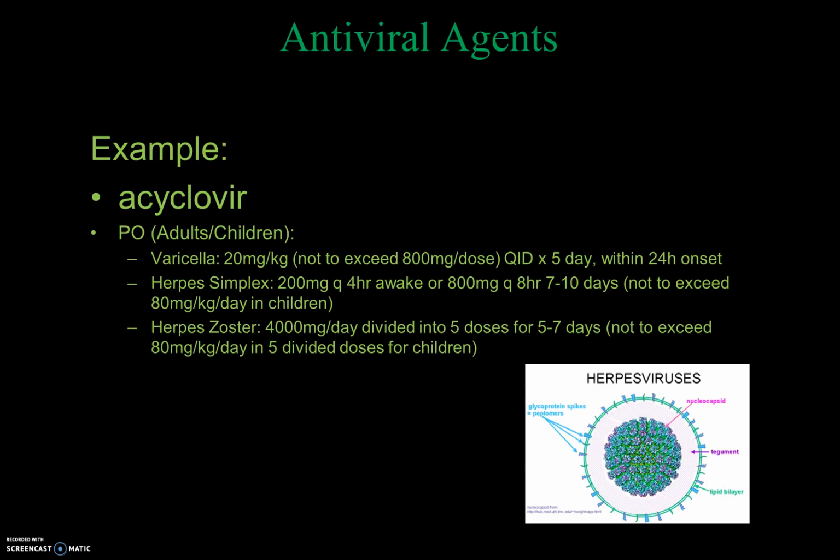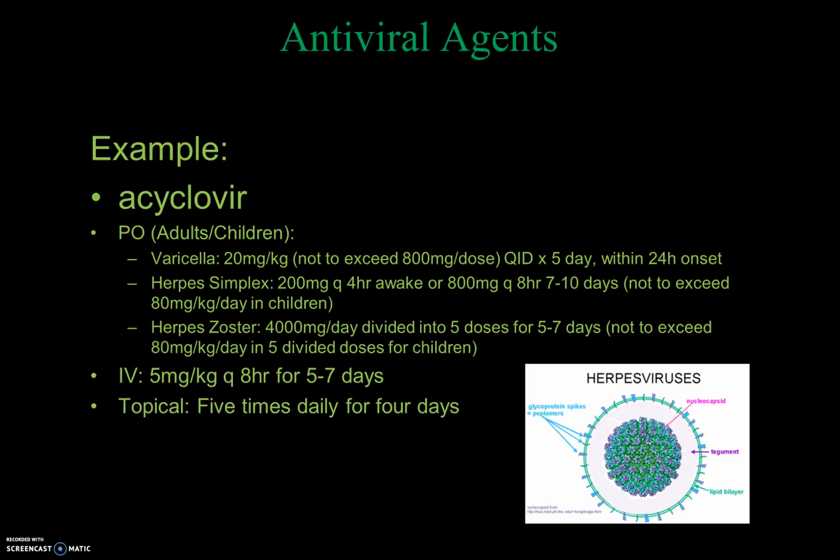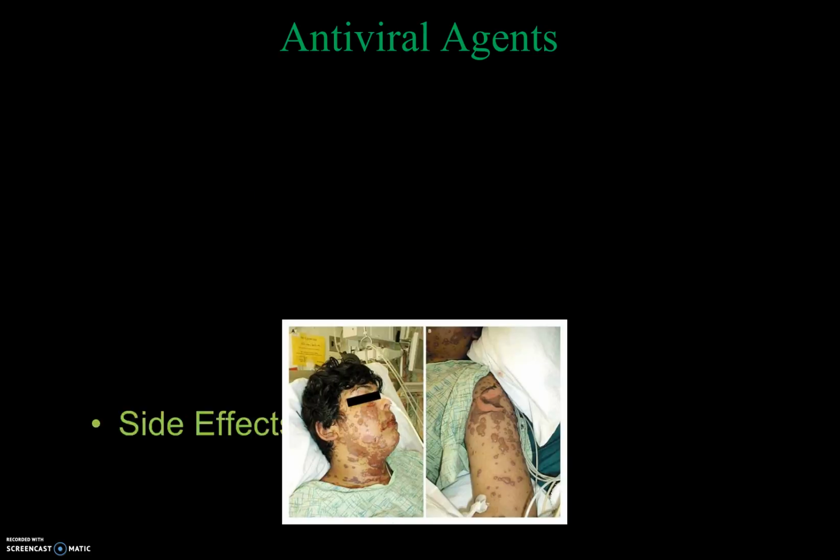Herpes zoster, also known as shingles, the dosing is 4,000 milligrams per day divided into 5 doses for 5 to 7 days, not to exceed 80 milligrams per kilogram per day, and divided into 5 doses for children. It can also be given intravenously in specific circumstances at a dosing of 5 milligrams per kilogram every 8 hours for 5 to 7 days. Topically, it can be given 5 times a day for 4 days, such as for herpes labialis around the lips. Or it can be used in the buccal mucosa, where you actually take a tablet and put it inside the upper gum, but that needs to be done within 1 hour of the onset of symptoms.